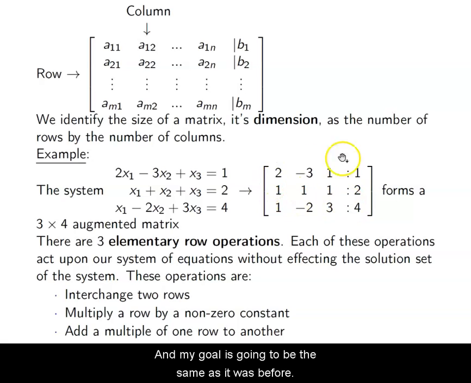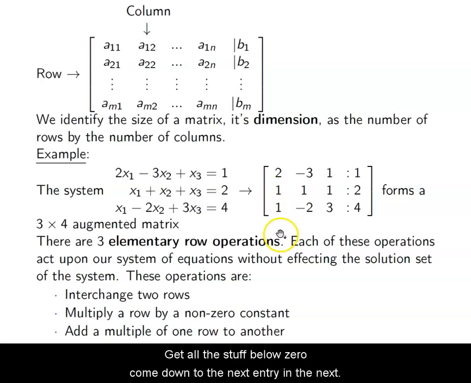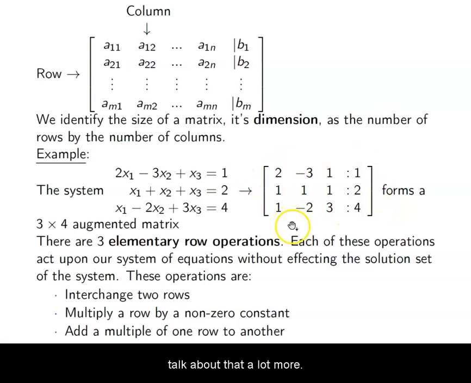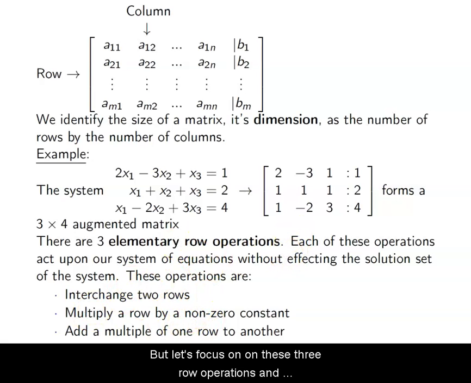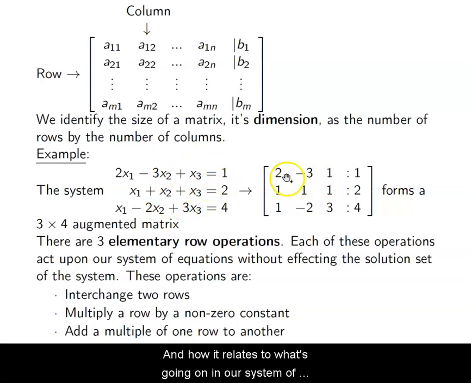And my goal is going to be the same as it was before. Take the first entry, get all the stuff below 0, come down to the next entry in the next equation, basically, make all the variables below it 0, and so forth to try to get that triangular system. Okay, so we'll talk about that a lot more, but let's focus on these 3 row operations and verify that they do represent what we've been talking about from the last section and how it relates to what's going on in our system of equations, right?